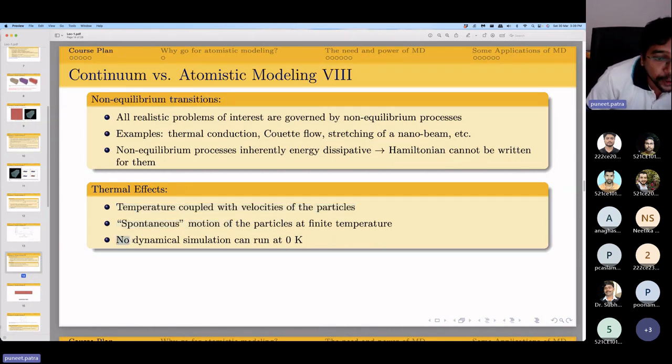In fact, using molecular dynamics, you cannot run any dynamical simulation at 0 Kelvin because atoms are bound to move. And if they move, they are going to have kinetic energy. And if they have kinetic energy, they will have some finite temperature of the system. You cannot simulate any dynamics at 0 Kelvin using molecular dynamics simulation.